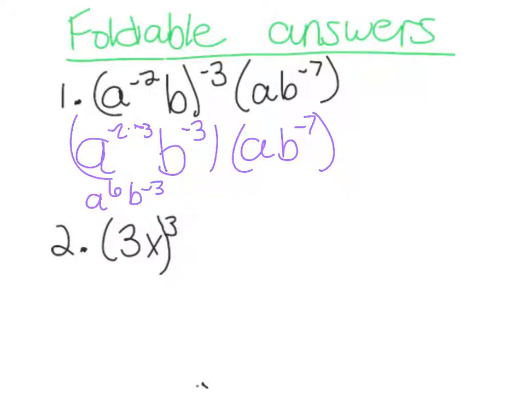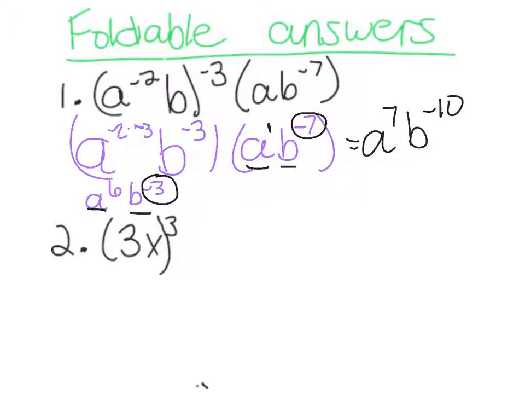And then I have same bases with my a's, and I'm multiplying, which means I add them. And this a is really like a to the 1st. So 6 plus 1 gives me 7. So it's a to the 7th. And then my base is my b's. I have a -3 and a -7. So when I add those together, that gives me a -10.